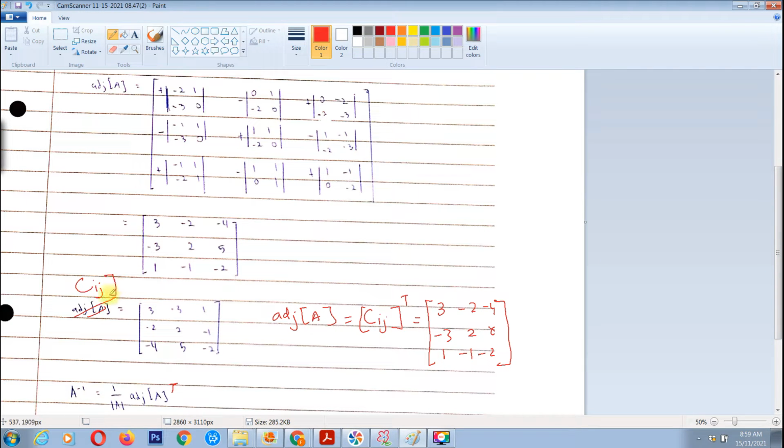So this is Cij transpose. Here is Cij only. This is also not the adjoint. This is Cij. So this is the adjoint, this is adjoint A. Okay. Clear? Ya, doktor.